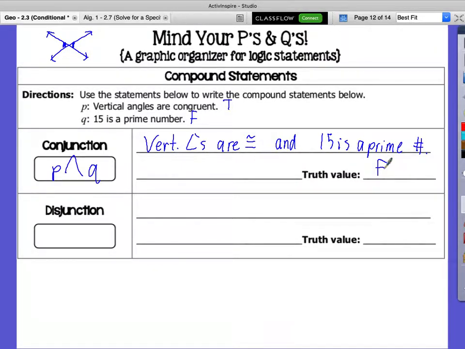So our conjunction was the and. What was the disjunction? Or. And what did we do with our symbol? It was the V, the upside down one. P or Q. So we write vertical angles are congruent. Then what word next? Or. Very good. Or 15 is a prime number. And for these, how many had to be true for it to be true? One. So is this true or false? True. It's true.